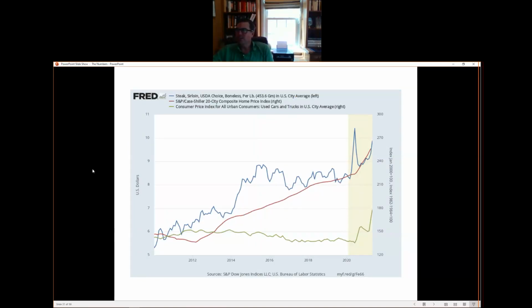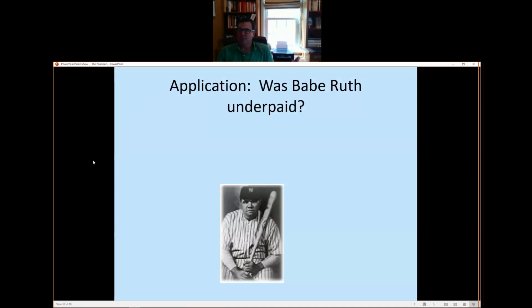And this is just a chart of three things I want to look at for inflation. So we have inflation in the blue line, which is steak. Beef really spiked last spring, but it's still high. The red line is home prices. So they've gone way up. And then the green line is used cars and trucks. And they've gone way up in the last few months, the last couple of quarters really of the year. Because I think we can explain that.